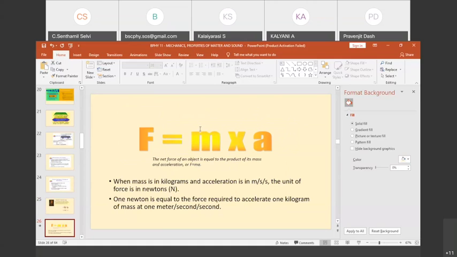What is the unit of this? Already I told you, the unit of mass is kilogram, and acceleration is velocity divided by time. Velocity is displacement by time. So the unit is kilogram, and velocity by time is meter per second square. So kilogram meter per second square is the unit of force, or you can say the other unit is Newton.